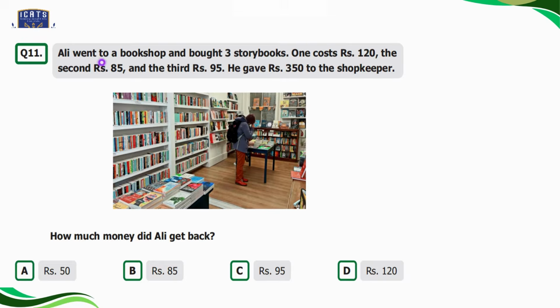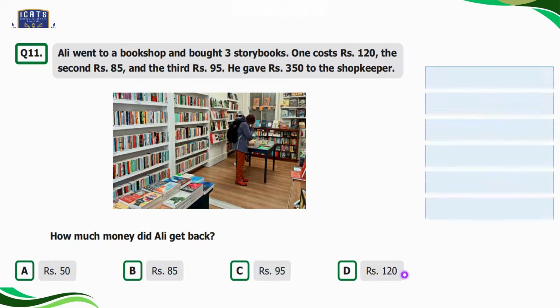Question number 11. Ali went to a bookshop and bought 3 storybooks. One cost rupees 120, the second rupees 85, and the third is rupees 95. He gave rupees 350 to the shopkeeper. How much money did Ali get back? Option A is rupees 50, option B is 85 rupees, option C is 95 rupees, and option D is 120 rupees.